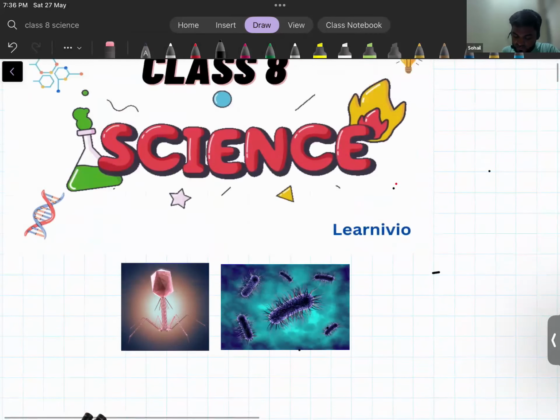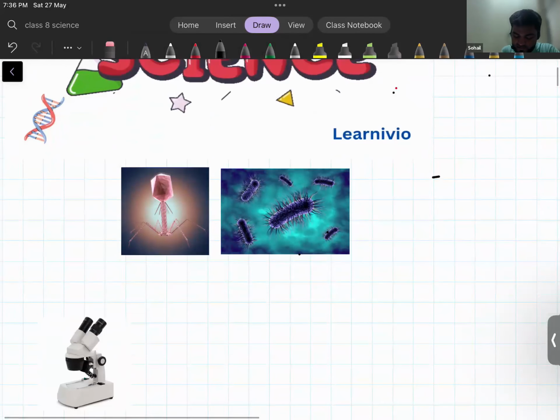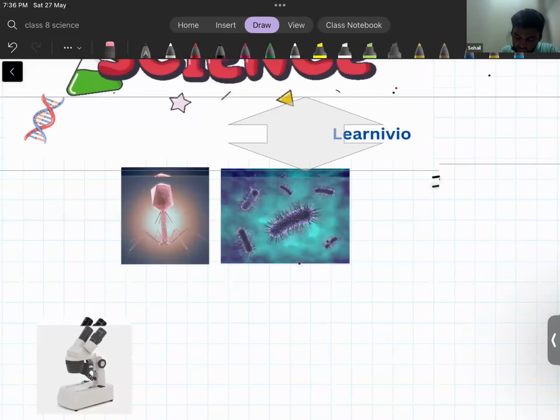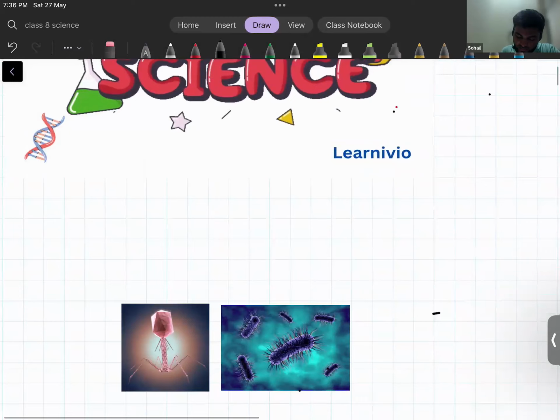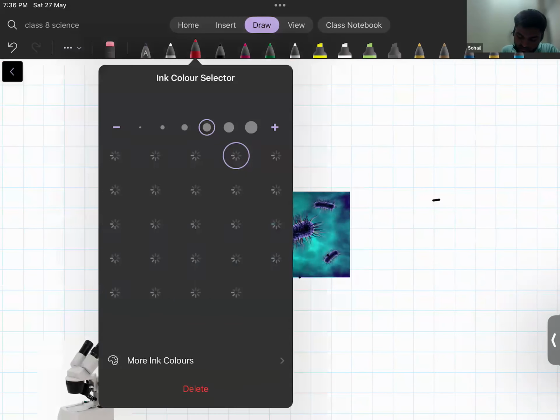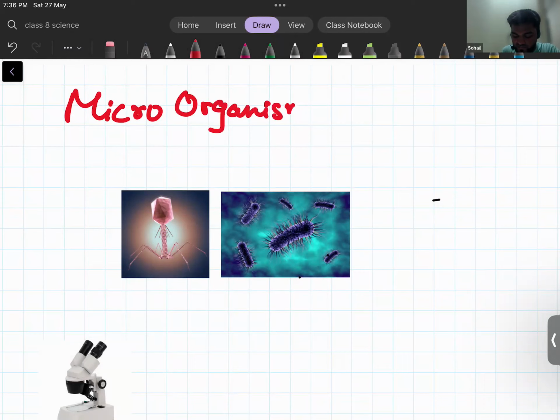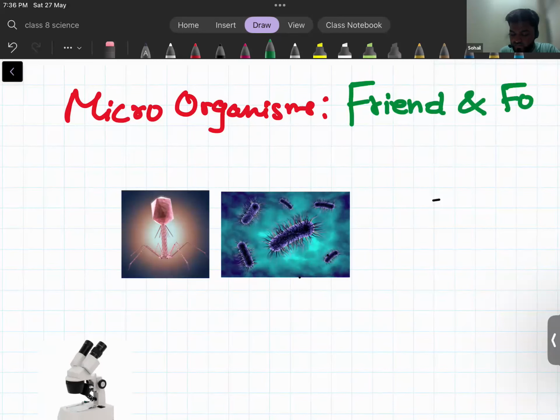Now, first, let's name the chapter which we are discussing, that is Microorganisms: Friend and Foe. The name of the chapter is Microorganisms, Friend and Foe. What does foe mean here?